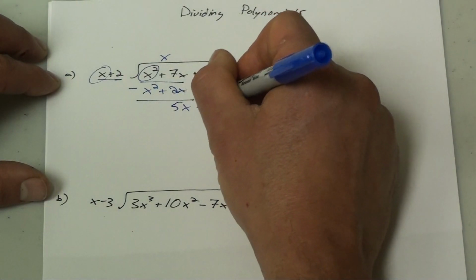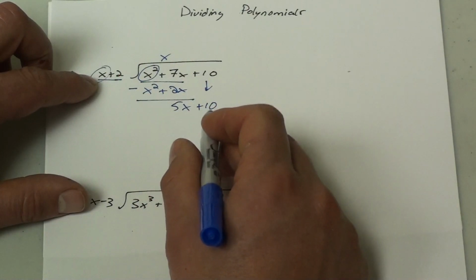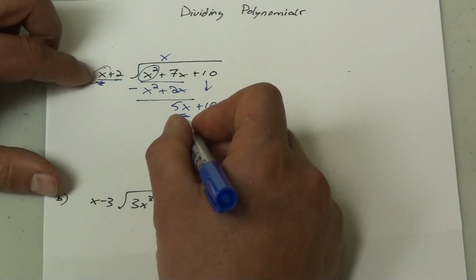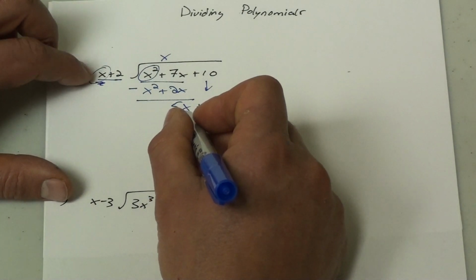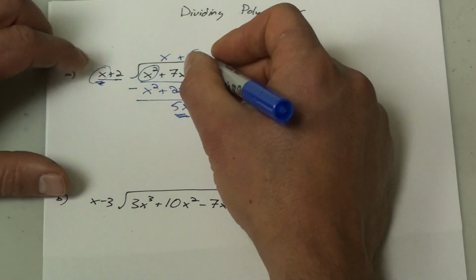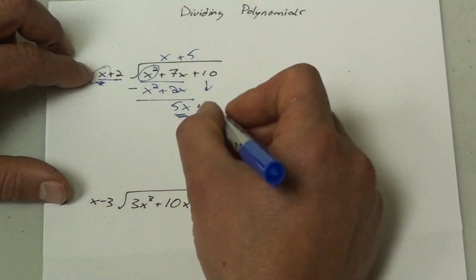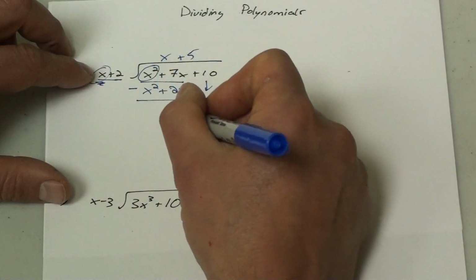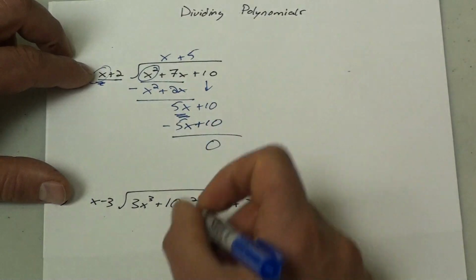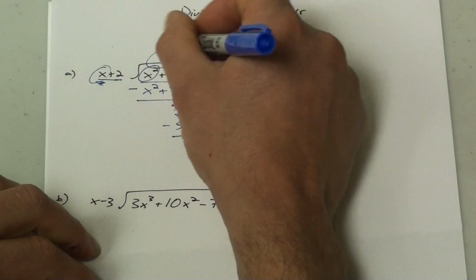Bring down the 10. How many times does x plus 2 go into 5x plus 10? Again, really just look at your first digit. What do I have to multiply x by to get to 5x? I have to multiply it by positive 5. Then I multiply that 5 by x plus 2, which gives me 5x plus 10. Subtract, and I'm going to get 0. So my answer is x plus 5.